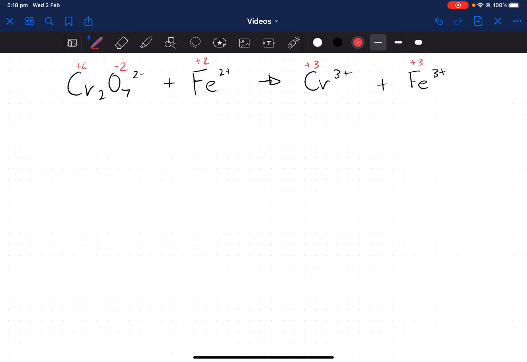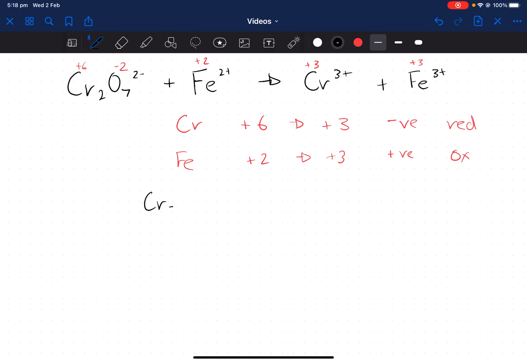All right, next, the things that have changed, we've got chromium, which has gone from plus 6 to plus 3. So it has become more negative, so it is being reduced. And then we've got our iron, which is going from positive 2 to positive 3, which is becoming more positive. More positive, so it is being oxidized. Step 1, done.